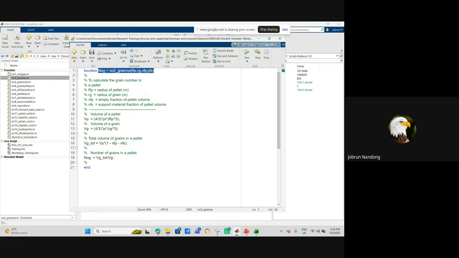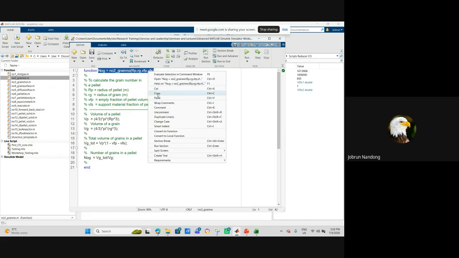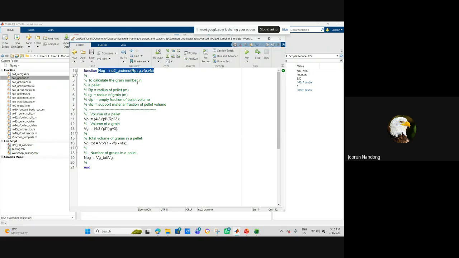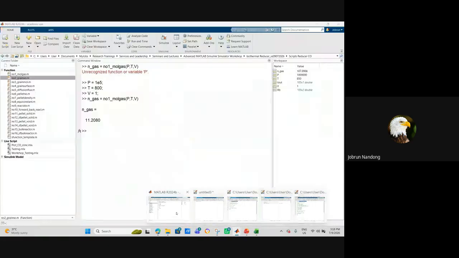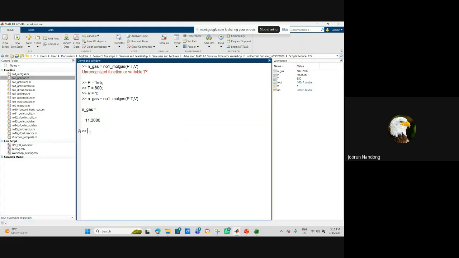After that, we can copy this one, right? Then we go back to our live script just now. We can test this one using the command window, but again, it's a bit of a hassle there. I think for this case, we just use the live script to do that rather than using the command window.